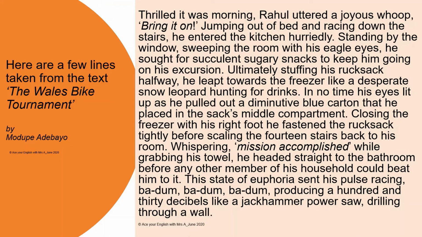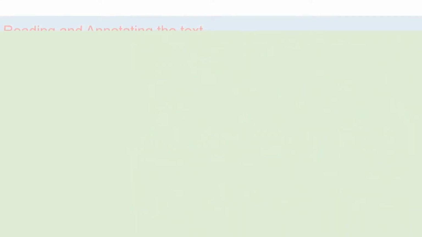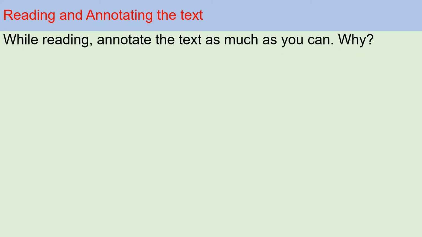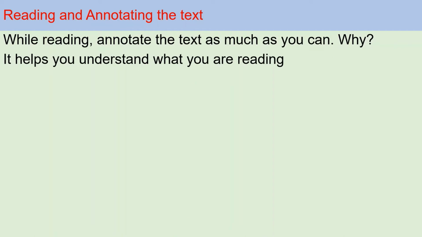And this is the part of the text that we would be looking at. There are quite a lot of wordings there, but that's the whole thing together. But I've broken it into two, so it will be easy for us to read and to annotate. So let's keep going. Now, why do we need to annotate a text when reading? There are so many reasons why we can do this. And it's very important that you begin to do this now, because it helps you understand what you are reading.